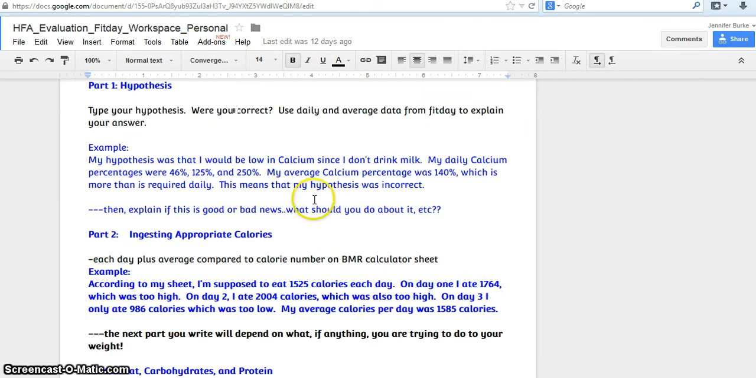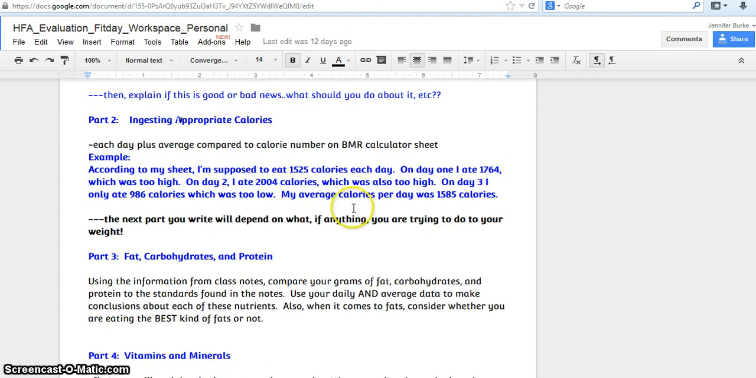You then compare that number with your calories eaten from your screenshots. And you give me every day's number, and you talk about whether that number is too high, too low, or if it's a good number, and then you also discuss the average. Then you do this part here that's written in black. You explain whether you want to do anything about that. If you are trying to lose weight, and you're ingesting a few fewer calories every day than it says you require, perhaps that's a good thing since you want to drop weight.